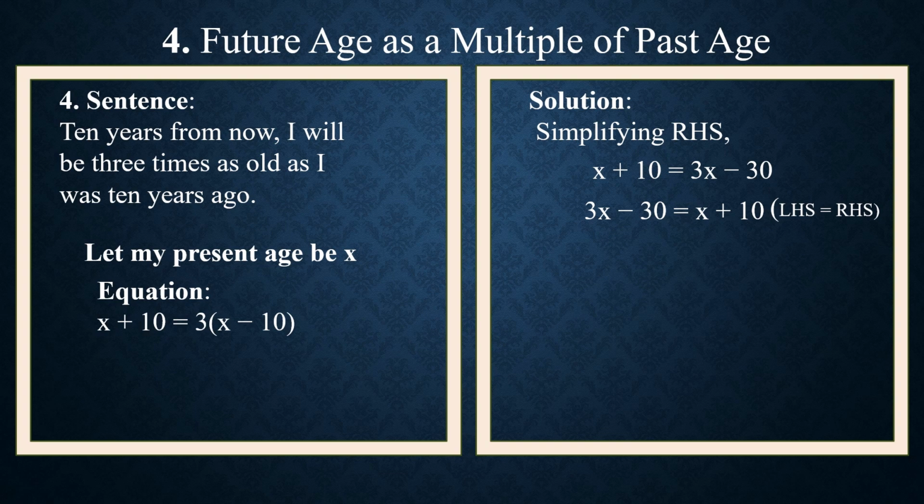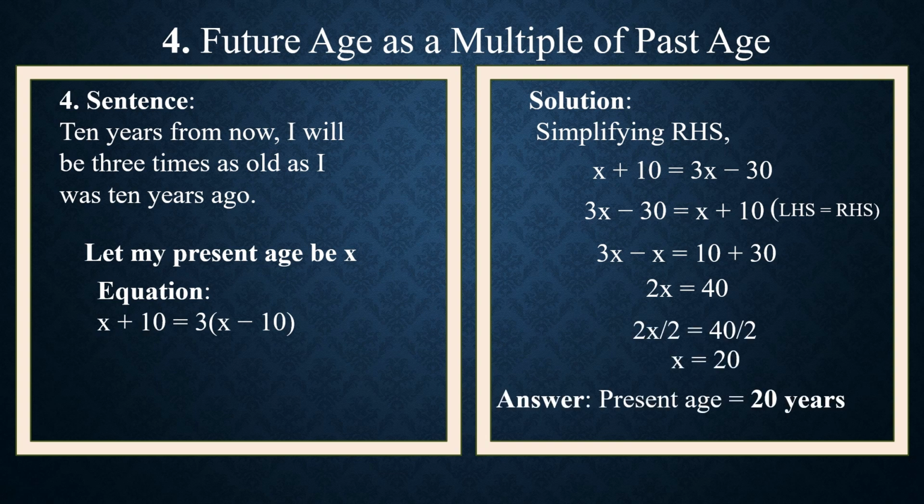So now you use the method of transposition, take x on the left hand side and constant on the right hand side. So we get 3x minus x is equal to 10 plus 30. 2x is equal to 40, and dividing both sides by 2, we get x is equal to 20. So the present age is 20 years.